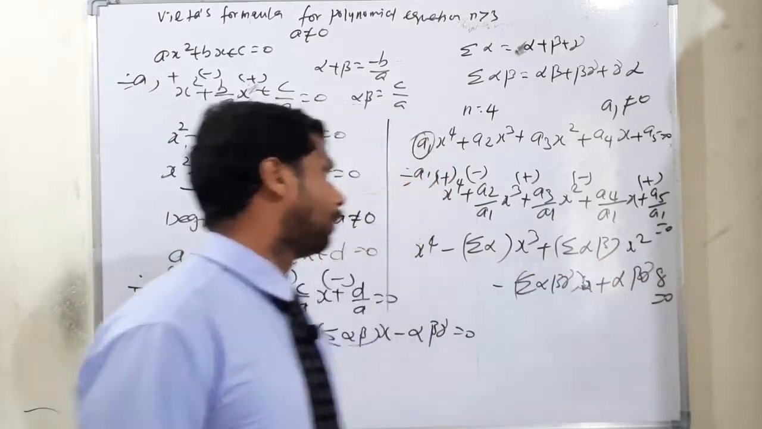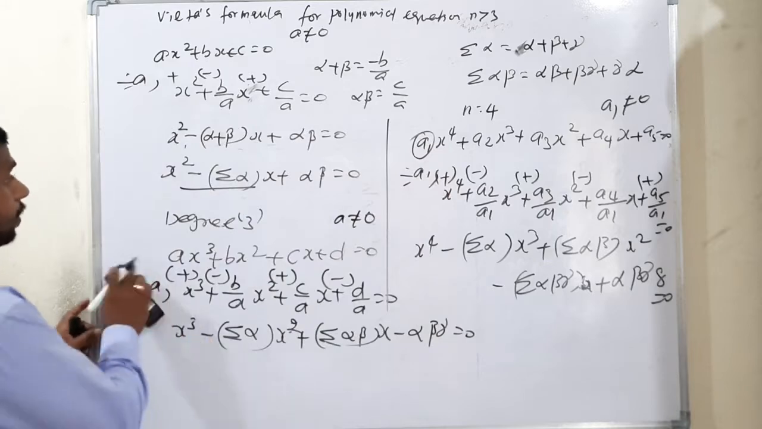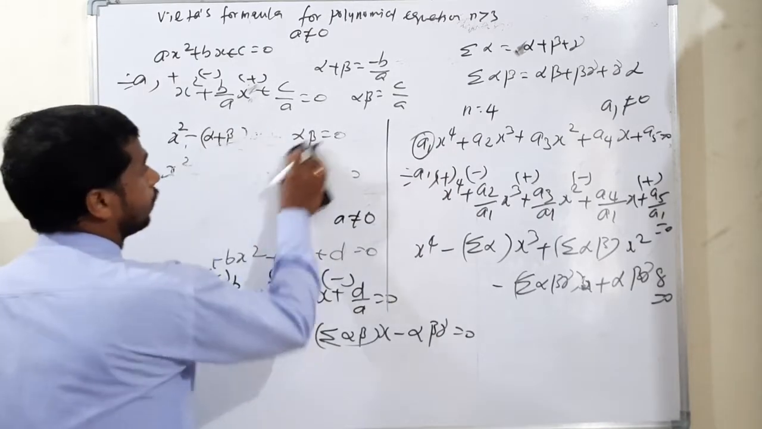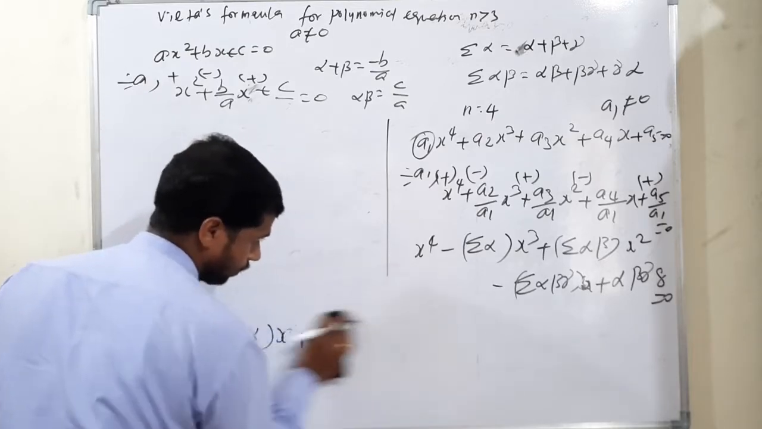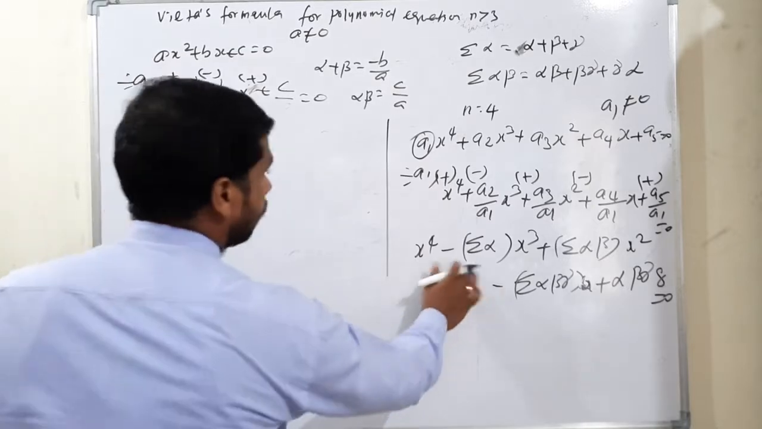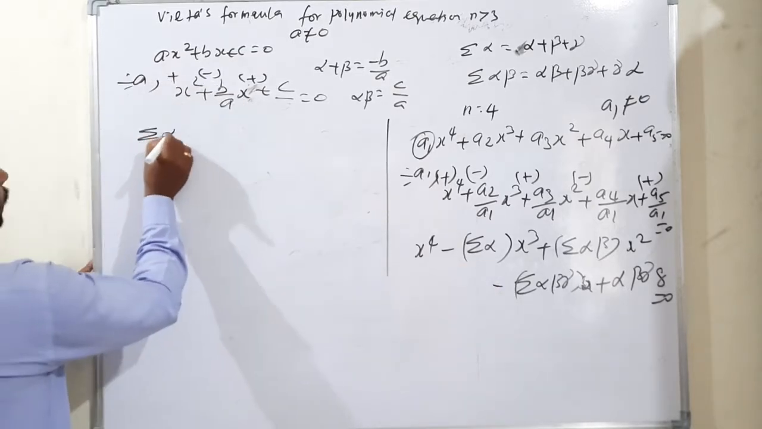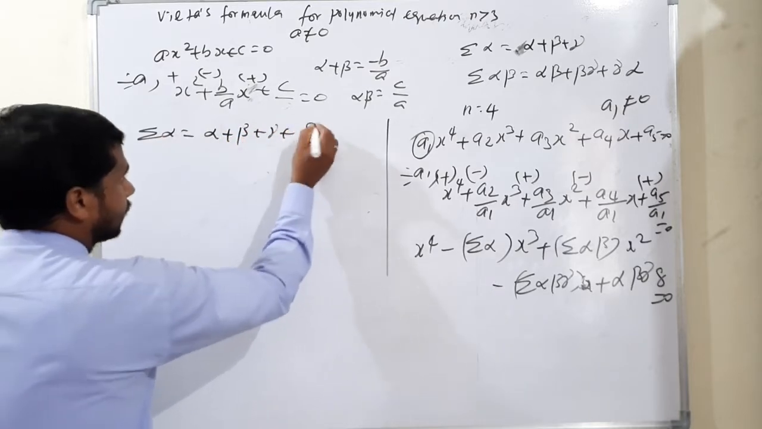What is the value of summation of alpha beta, then what is the value of alpha beta gamma? Just write. The first part, summation of alpha. So summation of alpha means alpha plus beta plus gamma plus delta.